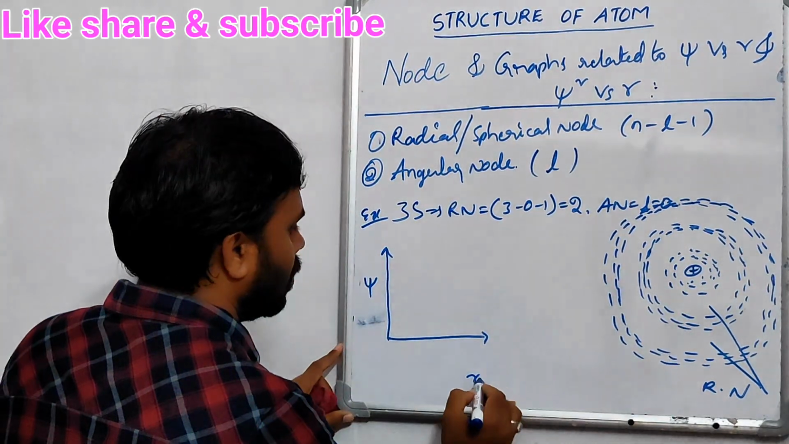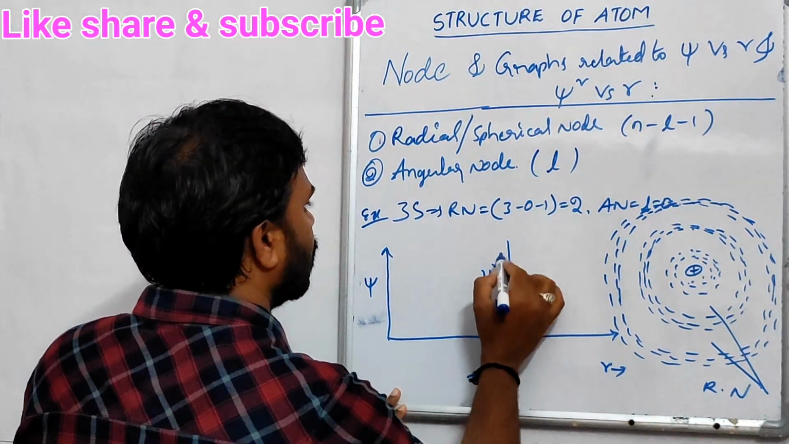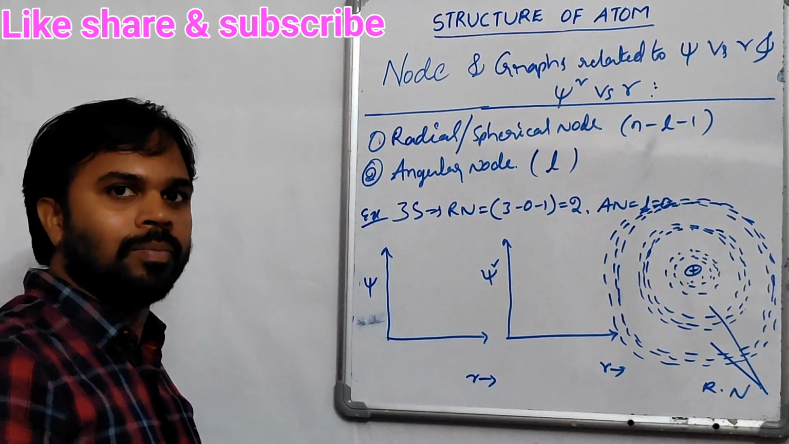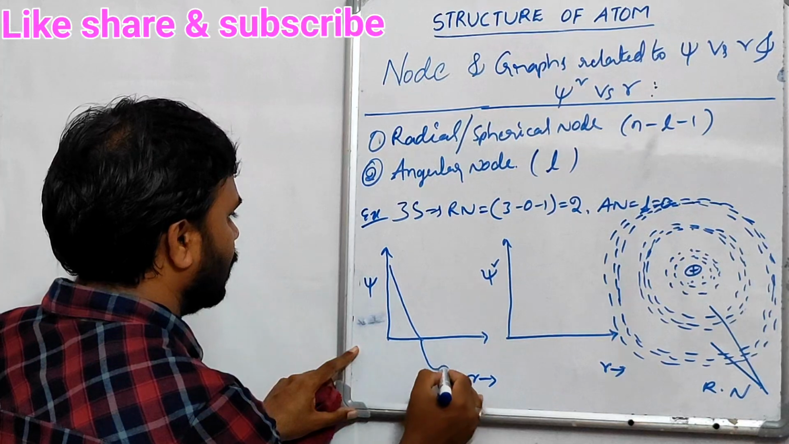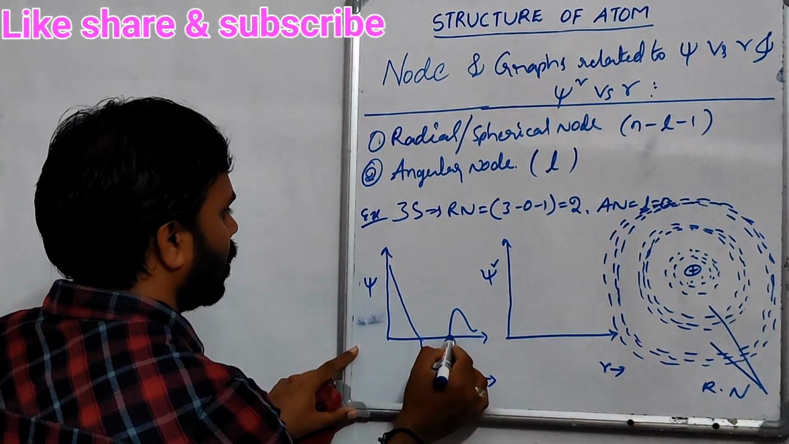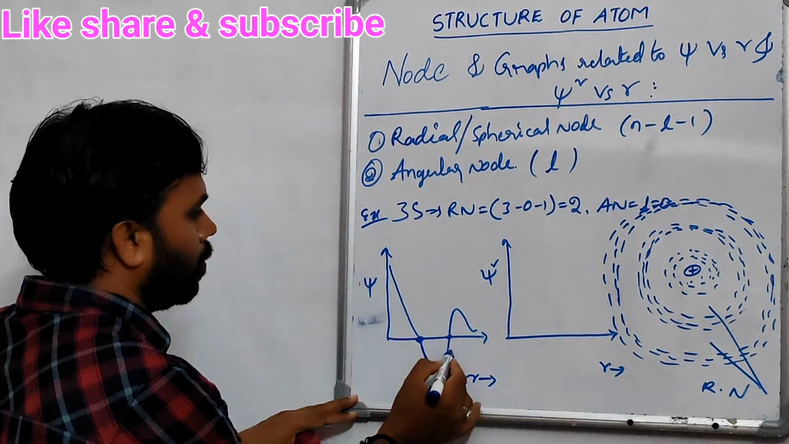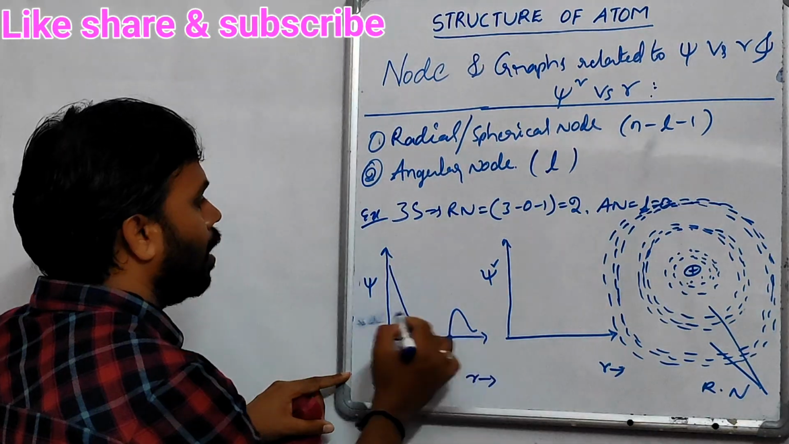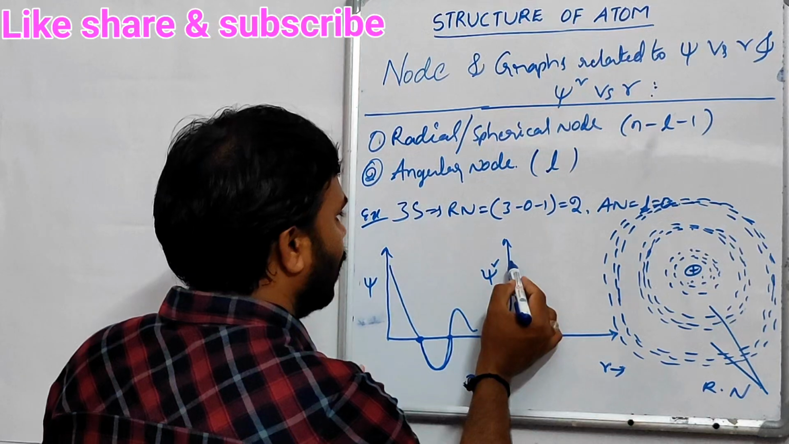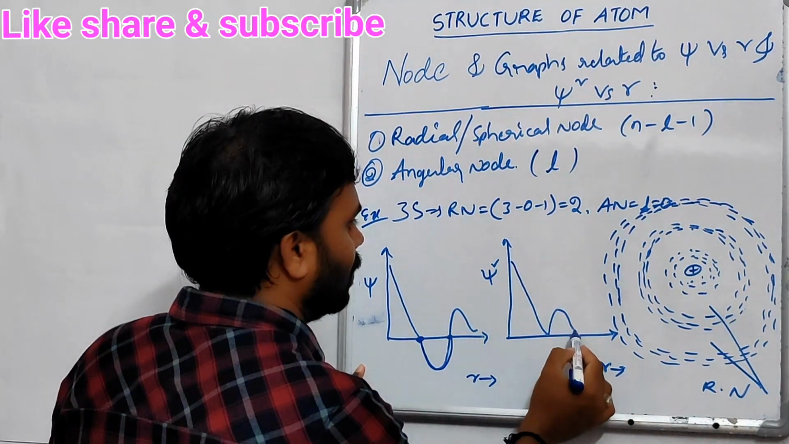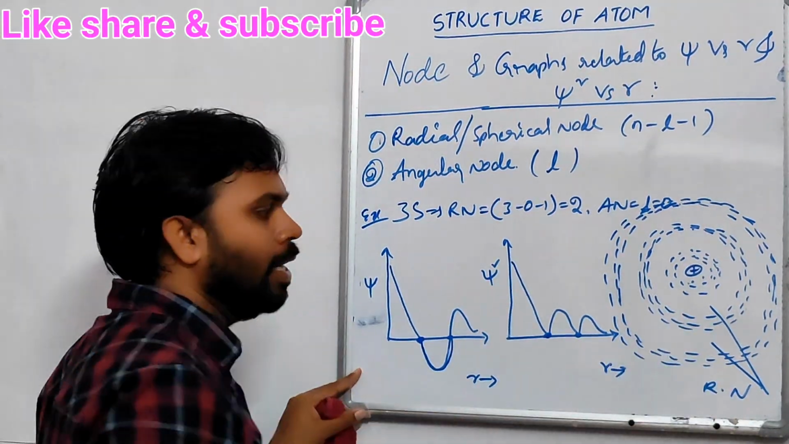This graph is psi versus r. This is psi square versus r. We know that psi has positive values and negative values, so the graph looks like this. This part and this part represent the radial nodes. This peak represents the negative value of psi, and these two are positive values of psi. For psi square, only positive values are there, so the graph looks like this. These 2 points represent the radial nodes.